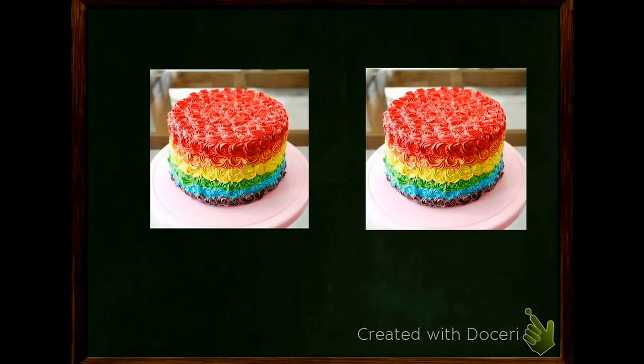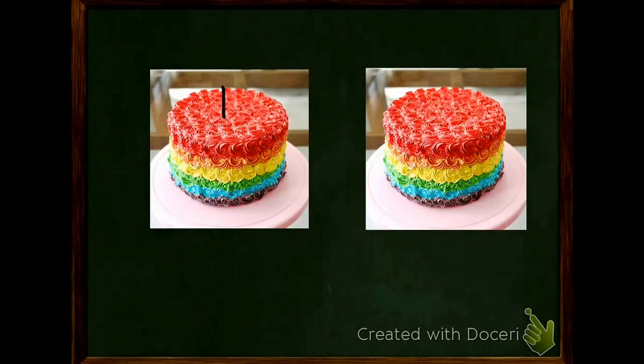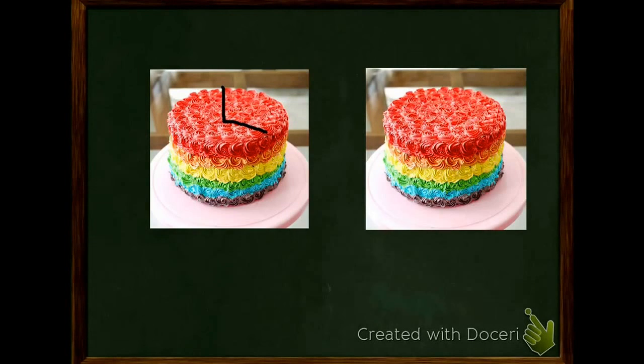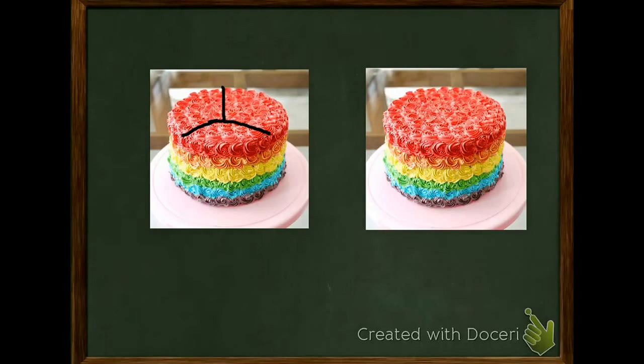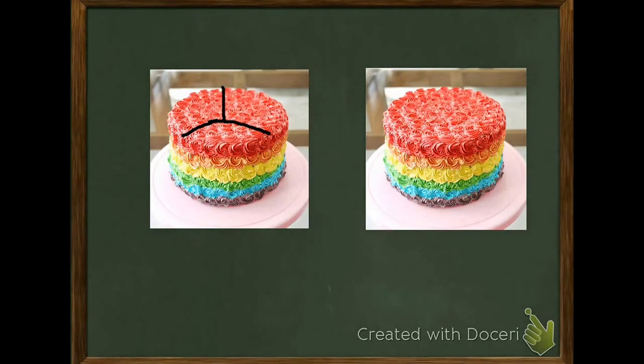Let's use cake for an example. Here I have 2 cakes exactly the same. This cake on the left I'm going to divide up into 3 equal pieces. This cake that's exactly the same size I'm going to divide up into 6 equal pieces. Now, what I want to know is which pieces are larger.